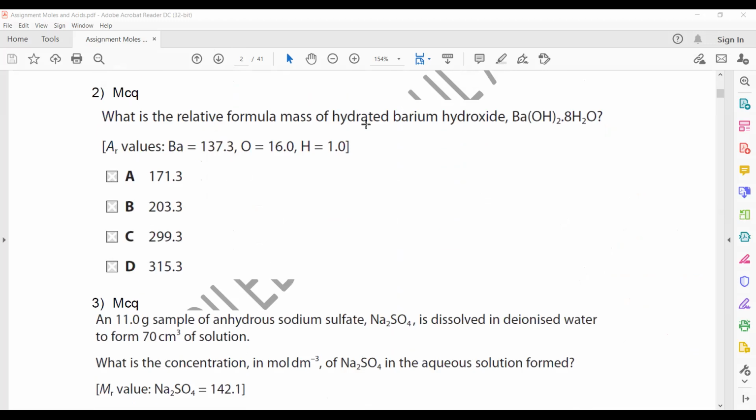What is the relative formula mass of hydrated barium hydroxide dot 8H2O? So how can we work out the mass? The elements which are present, barium is there, oxygen is there, hydrogen is there, and then hydrogen and oxygen, so that is about the water. So barium is 137.3 plus oxygen is 16 multiplied by 2 plus hydrogen is 1 multiplied by 2 plus 8 water molecules are there, and each water molecule has the mass 2 plus 16, that is equal to 18. So that is multiplied by 8. So when we solve this, it will come out as 315.3. So D will be the right answer.